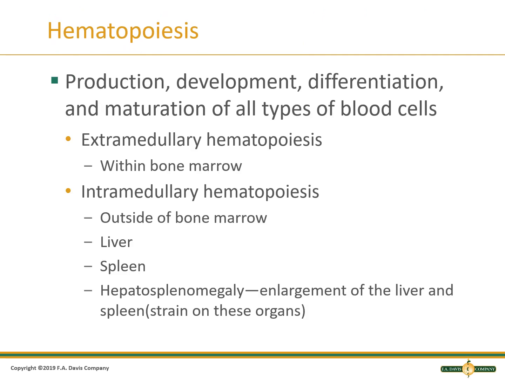Hematopoiesis is the production, development, differentiation, and maturation of all types of blood cells. There's extramedullary hematopoiesis, which happens within the bone marrow, and there's also intramedullary hematopoiesis, which happens on the outside of the bone marrow. This can happen in the liver or the spleen, and oftentimes it occurs due to issues with the bone marrow being able to produce those blood cells, and it can cause hepatosplenomegaly, which is the enlargement of the liver and the spleen, because it actually puts strain on these organs.